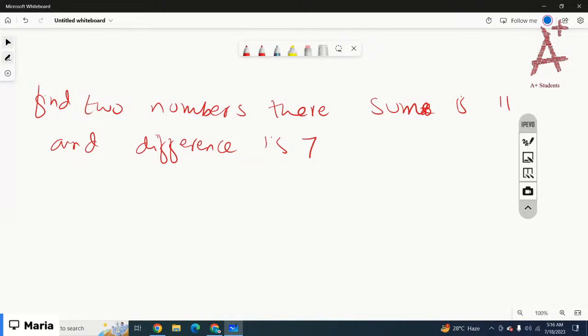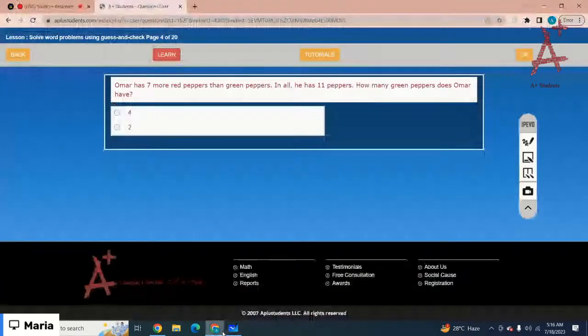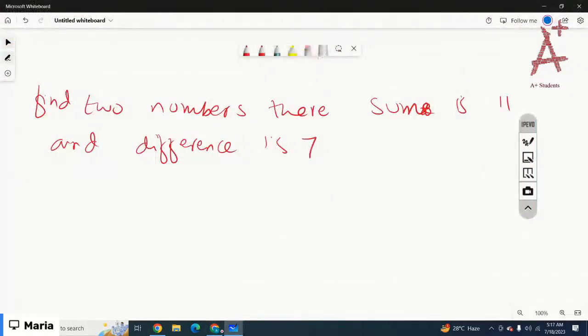Okay, 8 plus 3 is 11. 9 plus 2 is 11. And when you subtract, 9 minus 2 is 7. Got it?